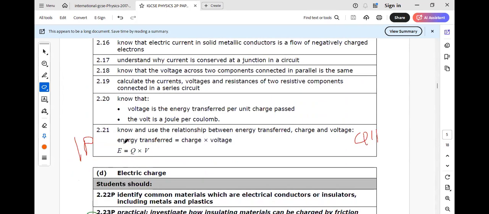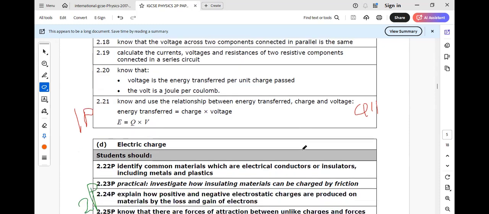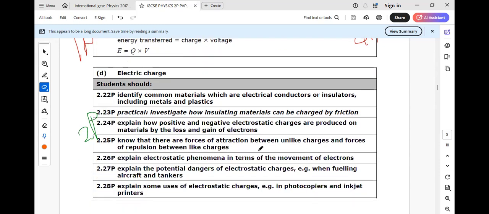And then energy equals charge times voltage was in the 1P paper. That was in question 11. Right, electric charge. There will be a question from electric charge, right? There must be a question from electric charge in tomorrow's paper, right? It could be an application as well.